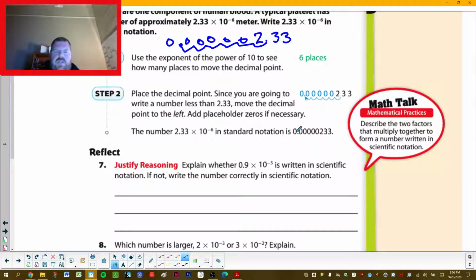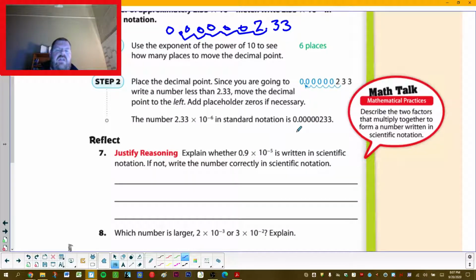All right, some reflection questions here. First of all, explain whether 0.9 times 10 to the negative 5th is written in scientific notation, and if not, we want to write it correctly. For one of the most basic reasons of scientific notation, this is not in scientific notation. And the reason why, this is not a number that's between 1 and 10. It's close, but it's not between 1 and 10.